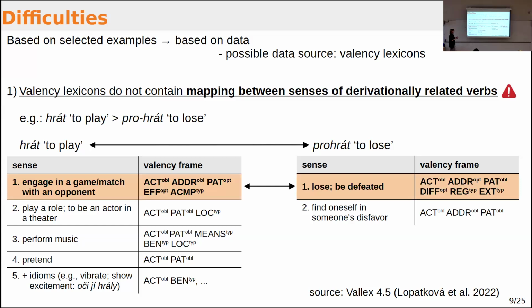And what's more, we want to know which concrete senses of these two verbs are related. Because for to play, Valex lists more than 5 different senses: to play in a game, to play a role as an actor, to perform music, to pretend, and some idiomatic senses. And only one of these, the first one, is connected to the meaning lose, to be defeated, of prohrát. And if we want to describe this valency change that happens, we don't want to compare all of the valency frames to all of those valency frames, but only those that are really connected for the senses connected in derivation.